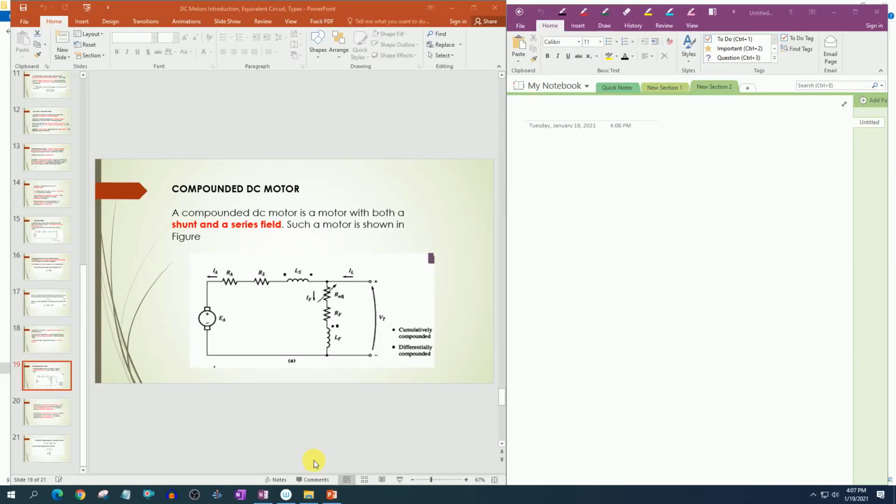Now the last one is the compounded DC motor. A compound DC motor is a mixture of a shunt and a series motor, in which both shunt field winding and series field windings are present, like this. This is the series field winding and this is the shunt field winding, and this motor has the characteristics of both the series motor and the shunt DC motor. If I draw its equivalent circuit, it will look like this.